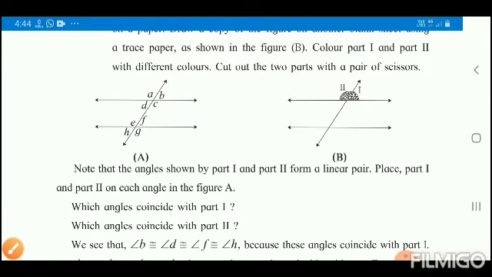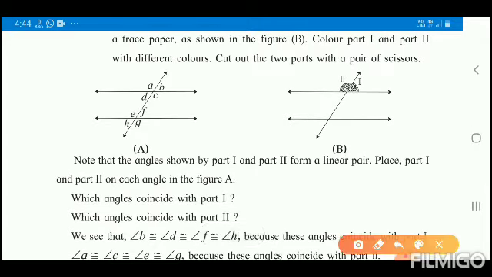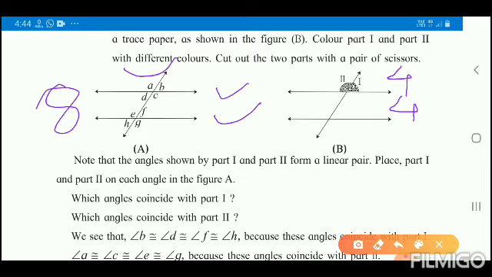Okay. Because of the two parallel lines and one transversal. These are two parallel lines and this is the transversal. We are getting 8 angles. From that, 4 angles are corresponding, then 4 angles are alternate angles. In the alternate angles, interior angles and exterior angles are there.